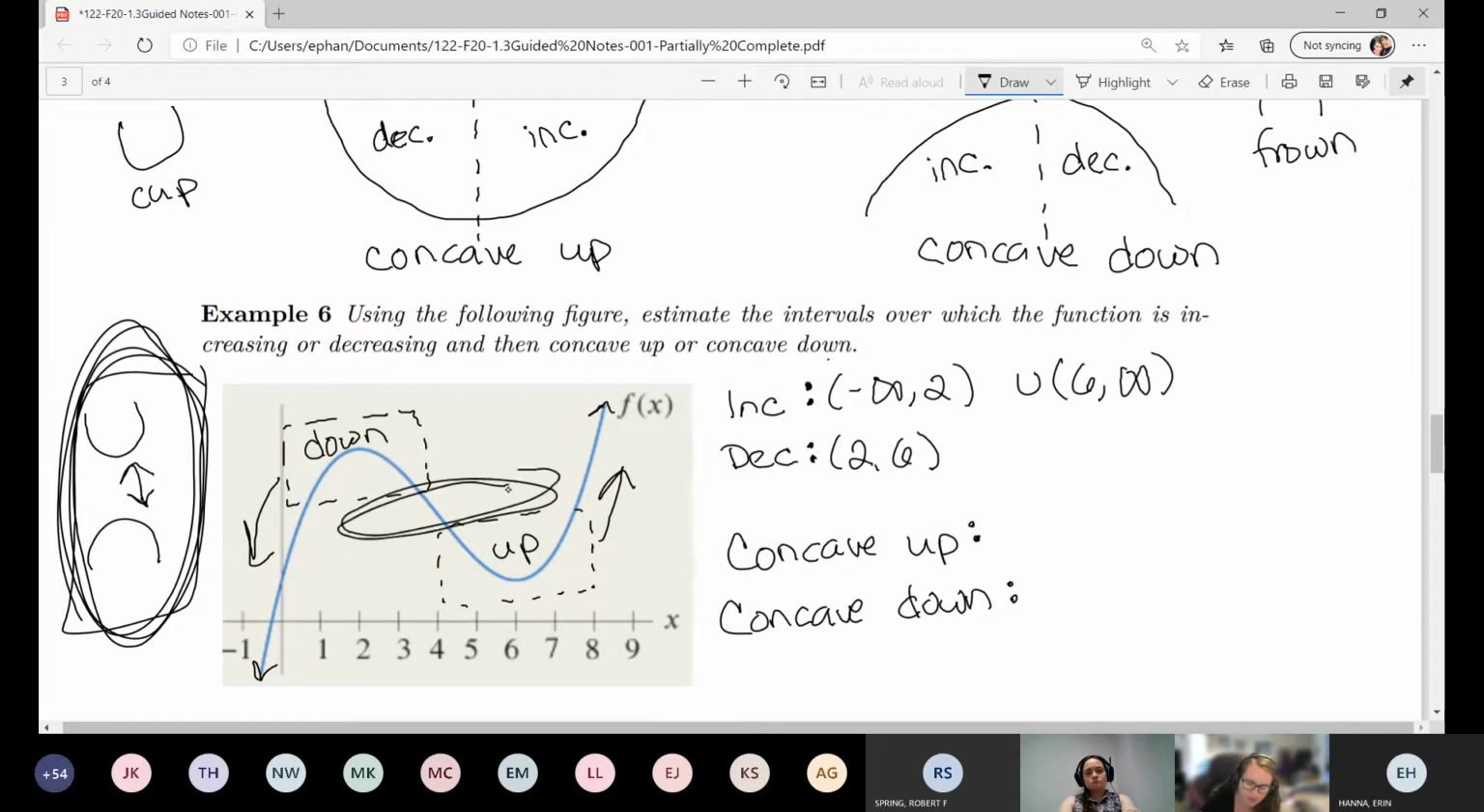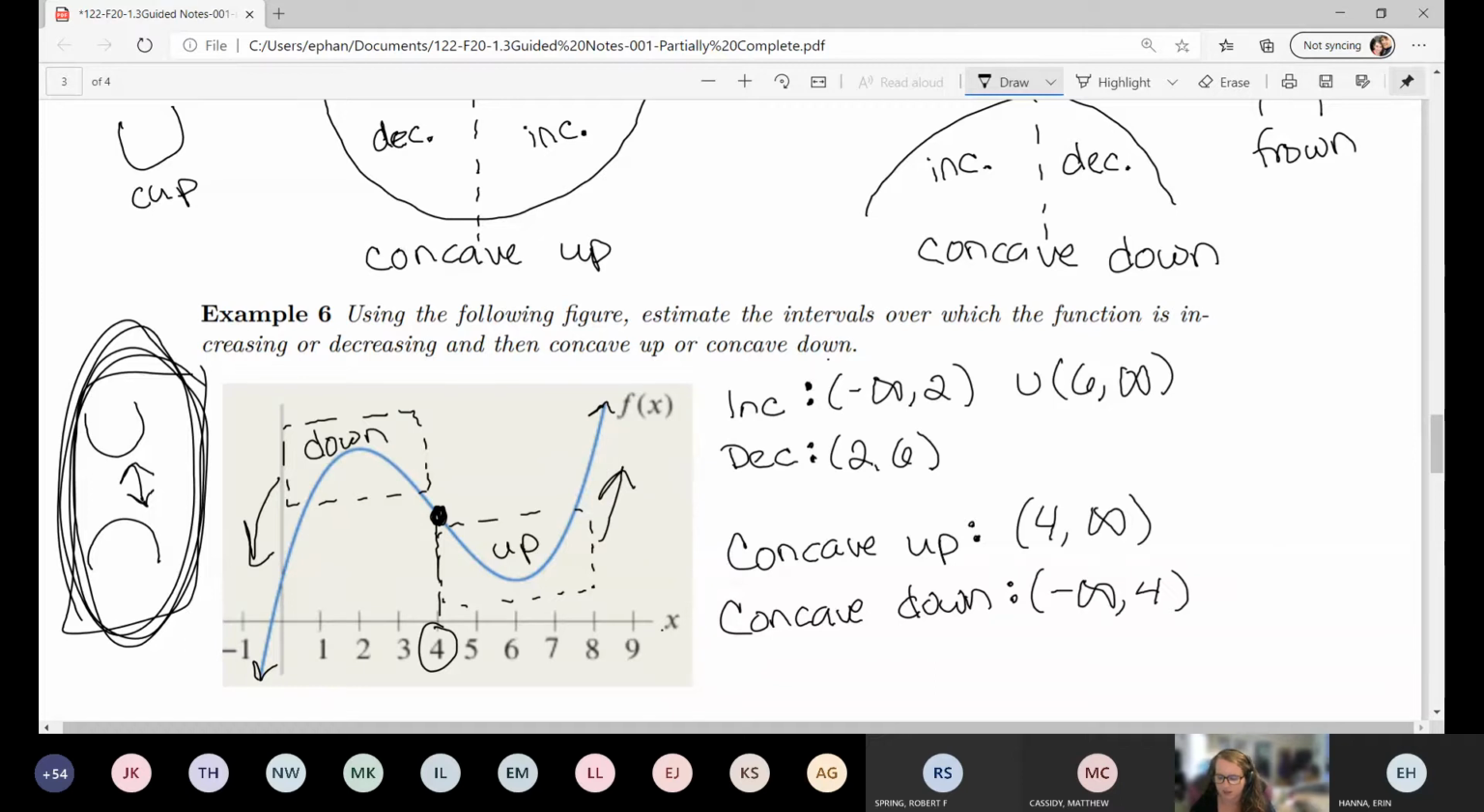So the real ambiguity is, well, what is happening in here? And that's kind of where the estimation comes in. We're not exactly sure where it changes, but somewhere in here, it's got to change from concave up to concave down. So let's say it changes probably about right here, probably at about 4. That's a good halfway point between that peak and that valley, right? So we're going to say that it changes at about 4. So that means that we're going to have a concave down piece from -infinity to 4, that whole entire left side, and concave up from 4 to infinity.